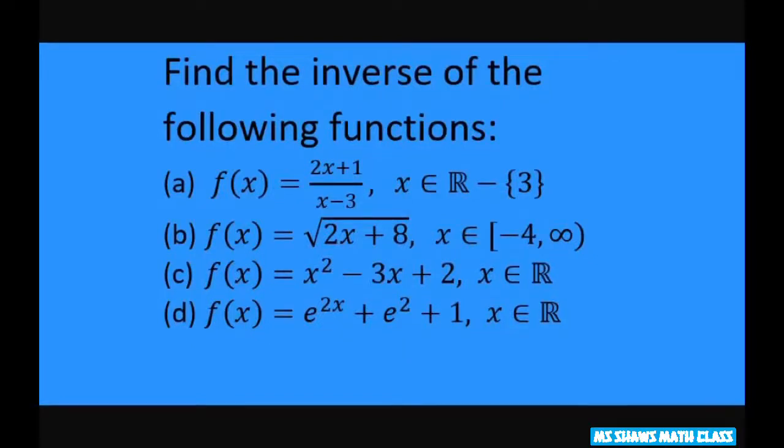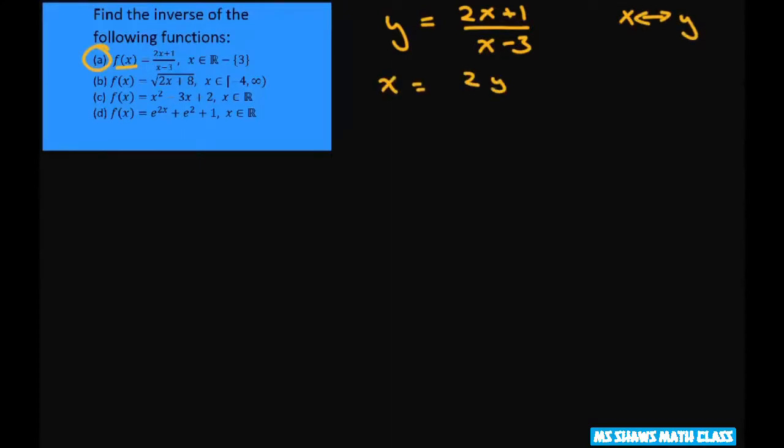Everyone, we're going to find the inverse of the following functions. So we'll get started. For A, we're going to change our f of x to y, and just do that first. Interchange your x with your y, and you're going to get x equals 2y plus 1 divided by y minus 3.